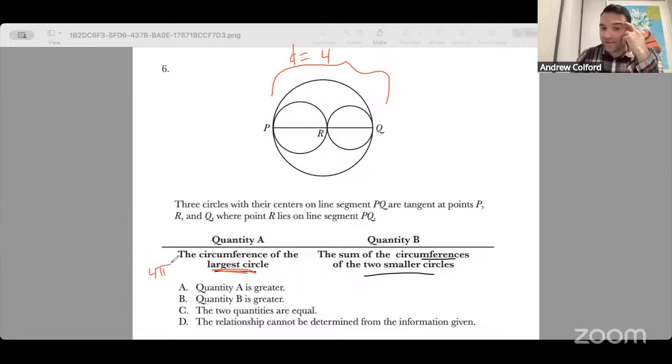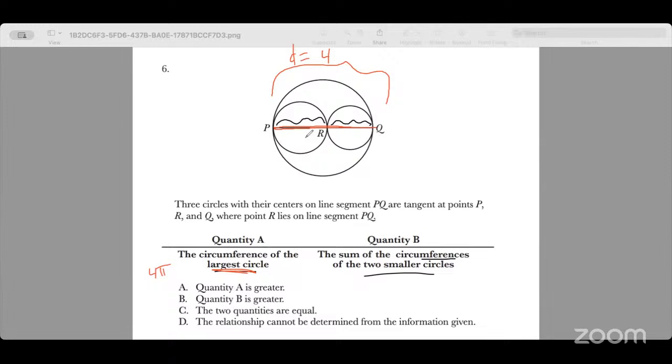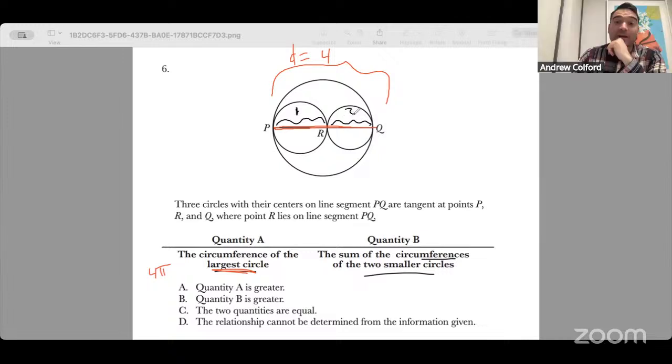In this one particular case, not saying it's true in every case, the circumference is 4 pi. Now, given that we've chosen 4, what values could PR and RQ be? 1 and 3. Again, I'm not saying it's always this way. I'm just trying one possible case to see what happens.